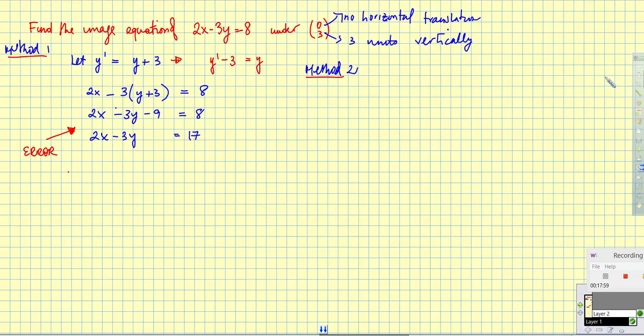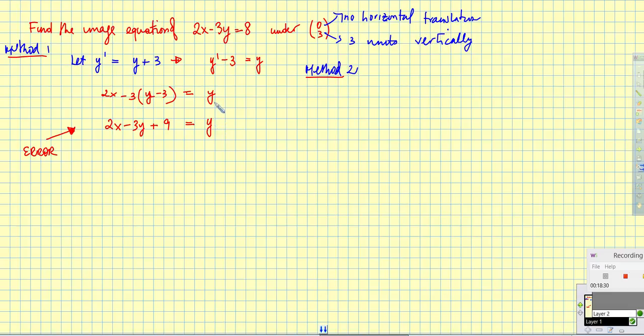And so, where the error is found, what I should have done was say that 2 times x minus 3 times y minus 3 is equal to my new value of y, and therefore we've got 2x minus 3y plus 9 is equal first of all to 8.